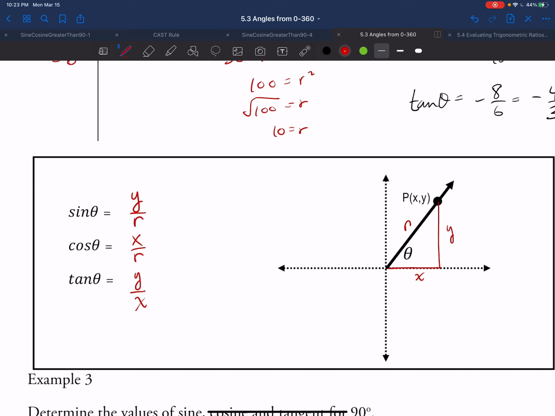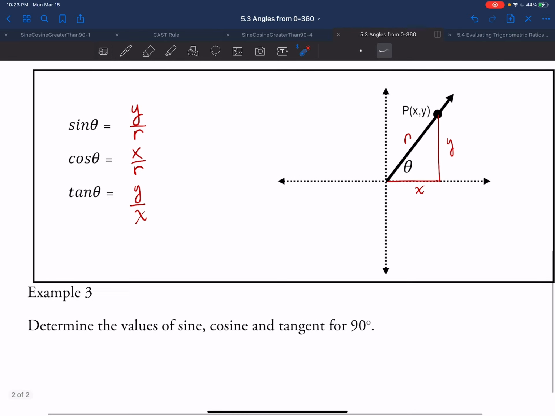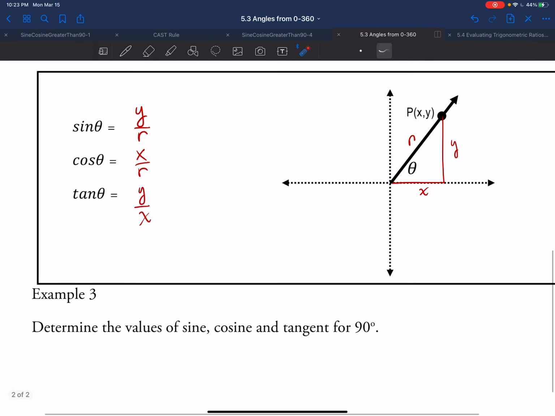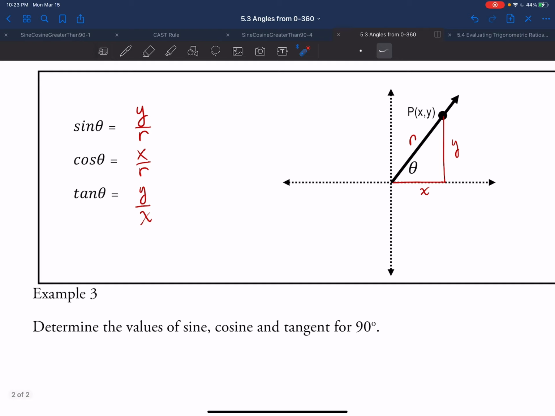So if I know a coordinate, point P, I can figure out r, and then knowing what x, y, and r are, I can then fill in the sine, the cos, and the tan of that theta, just by knowing what the point is. I didn't have to draw it, don't have to make a picture or anything. I can just use Pythagorean theorem or the equation of a circle and then figure out what the ratios are.